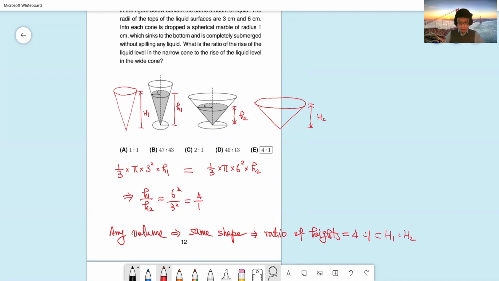Of course, here we look for the ratio for the rise. The rise is capital H1 minus little h1, to capital H2 minus little h2. Because little h1 to little h2 is still 4:1, the difference is also 4:1. The ratio is always 4:1. The answer is E.